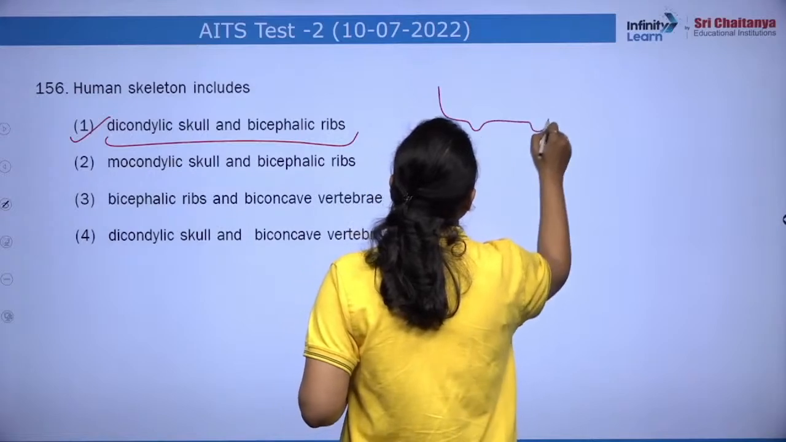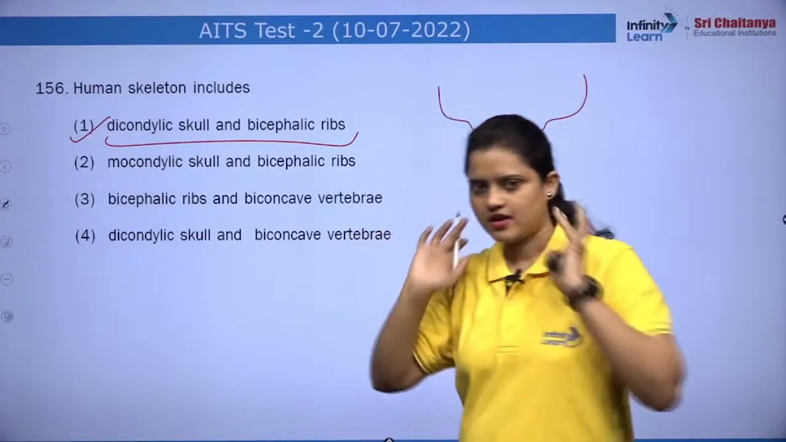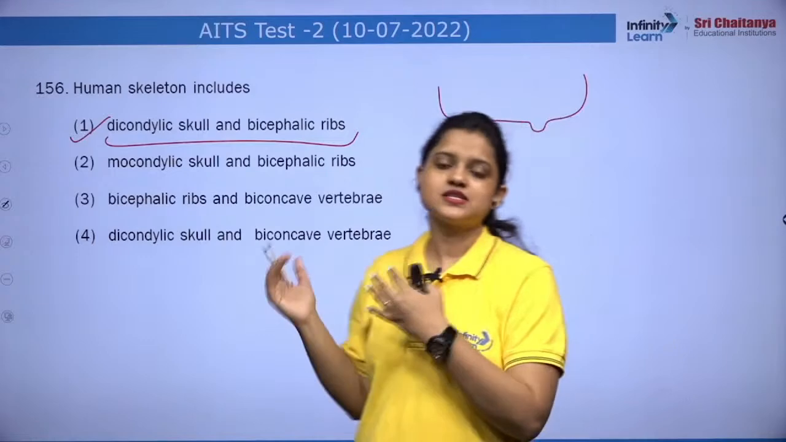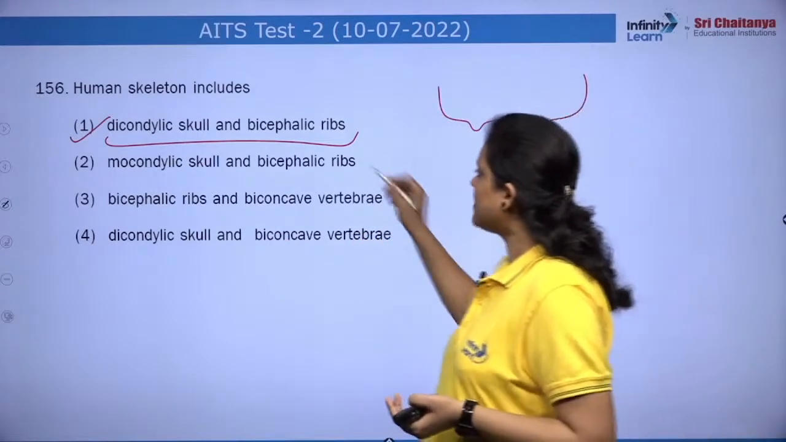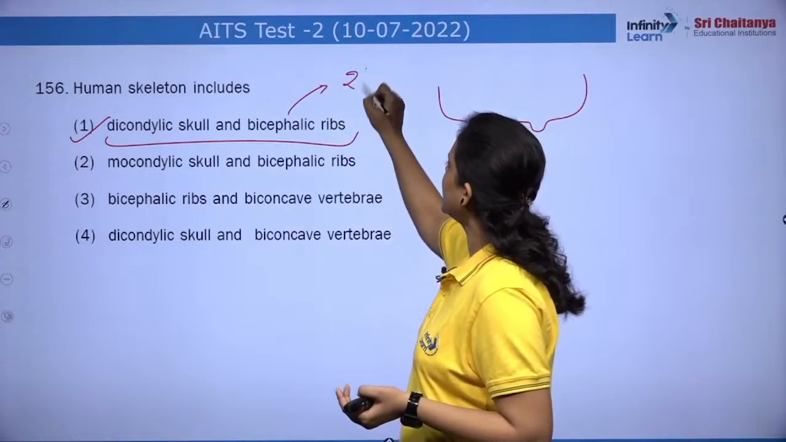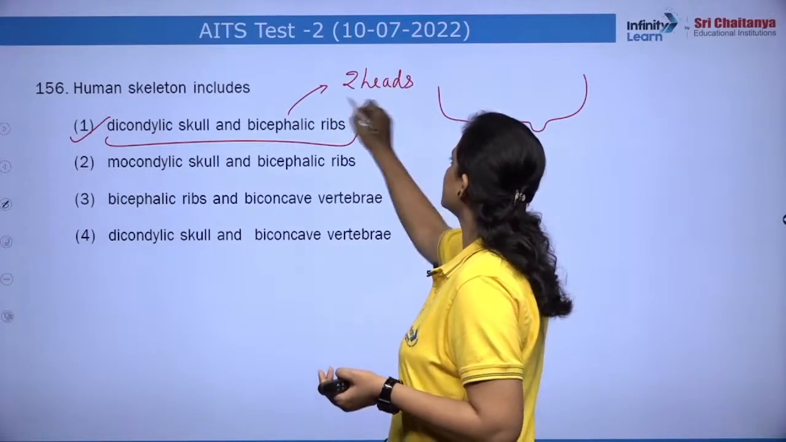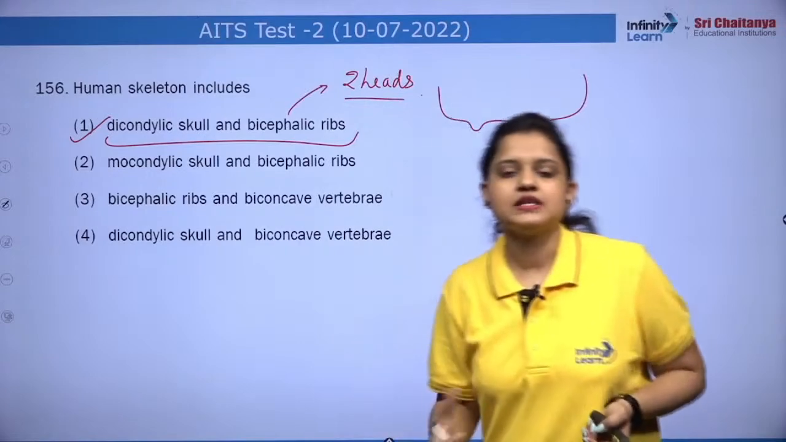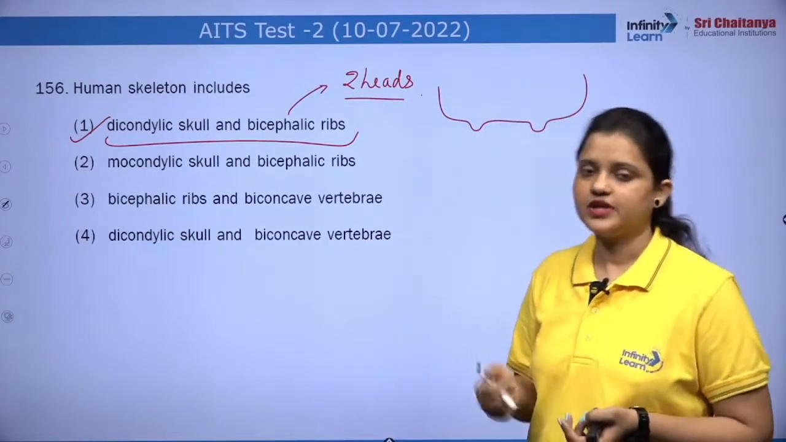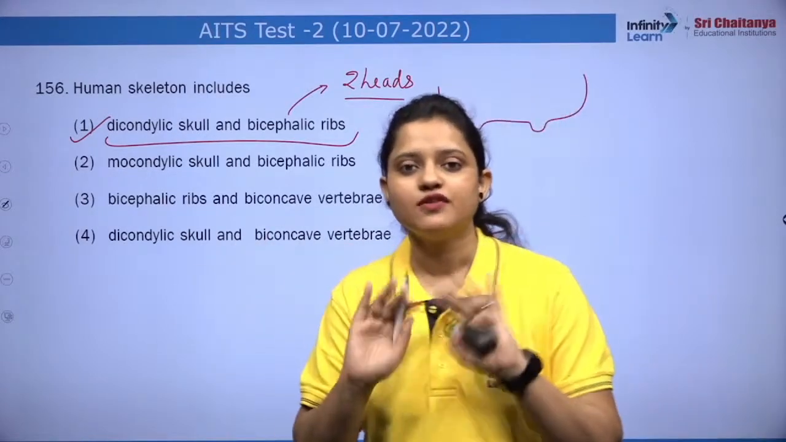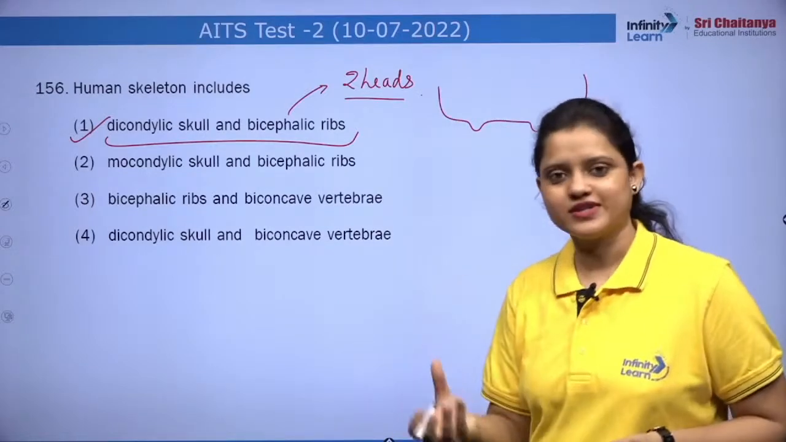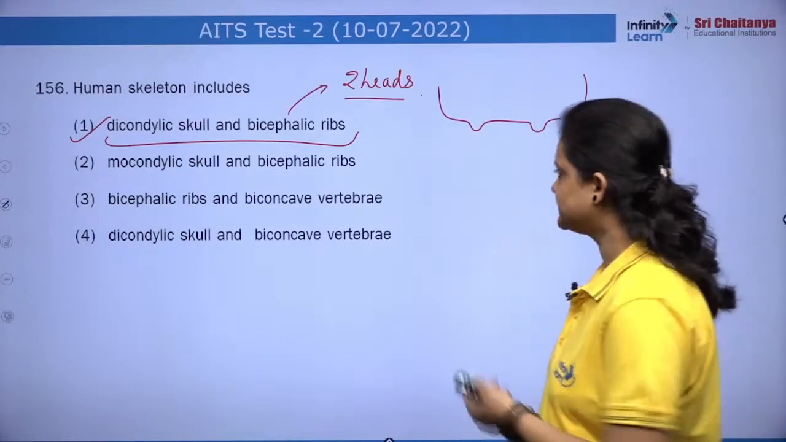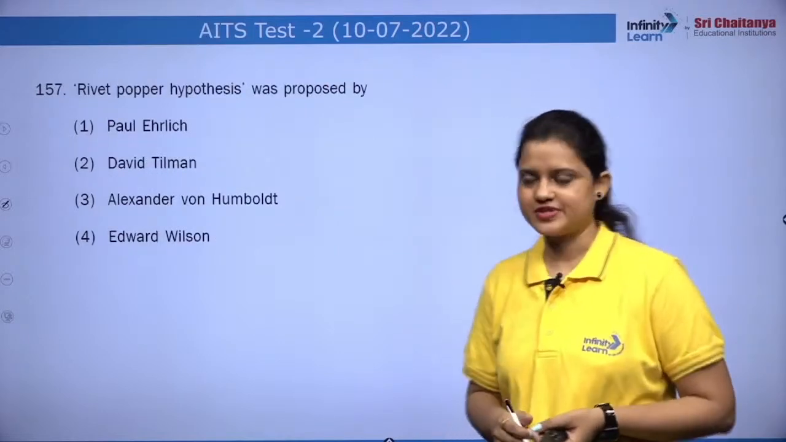Condyles are the bony projections in the skull. Okay, so in humans the skull is dicondylic, that means 2 bony projections are there, and bicephalic ribs means 2 heads are there in the ribs, right? One end is attached to the sternum in the front and the other end is attached to the vertebral column at the back. Yes, there are some false and floating ribs, but we are talking about the bicephalic ribs.